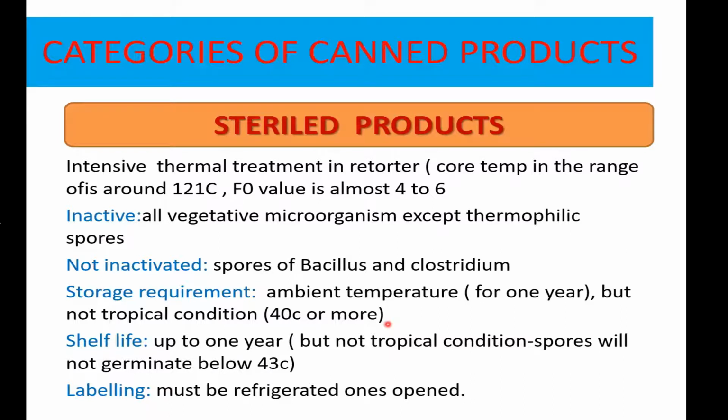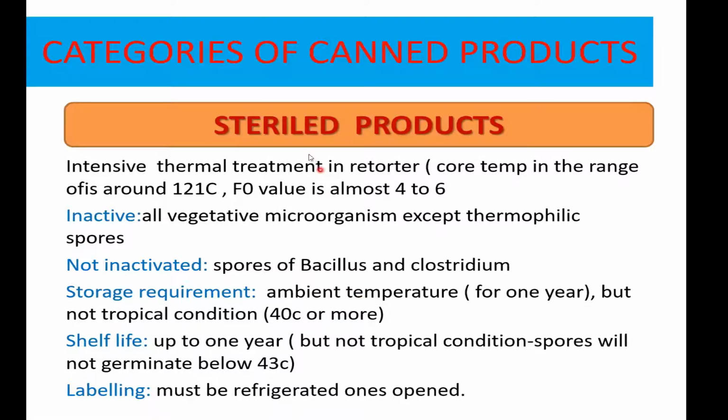The reason is that if the Bacillus or Clostridium spores are present, they will start germinating. Normally the most favorable temperature is around 42, 43 degrees centigrade. To be on the safer side, we say 40 degrees centigrade. If you go to Gulf countries and keep this canned product at ambient temperature, you know that the surrounding temperature will be around 46, 48 or 50 degrees centigrade. If you keep it at that temperature, there's a chance for the spores to germinate and form vegetative cells, and they can multiply, produce toxins, or bring about spoilage.